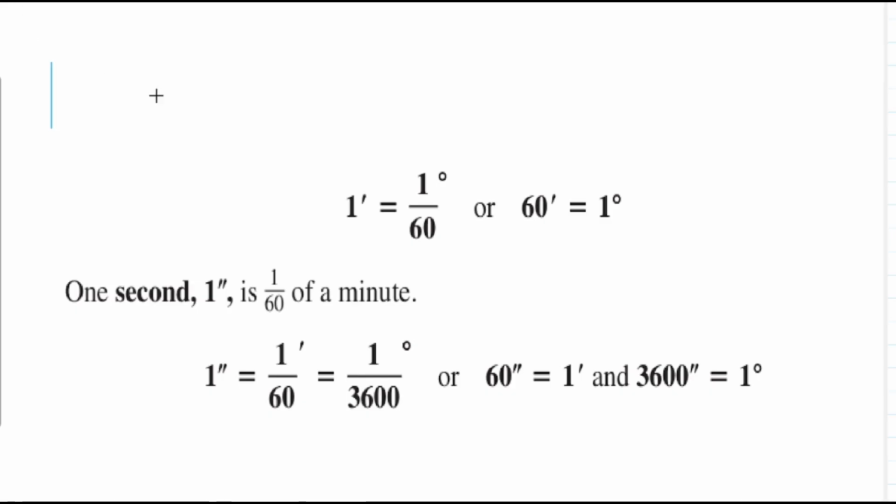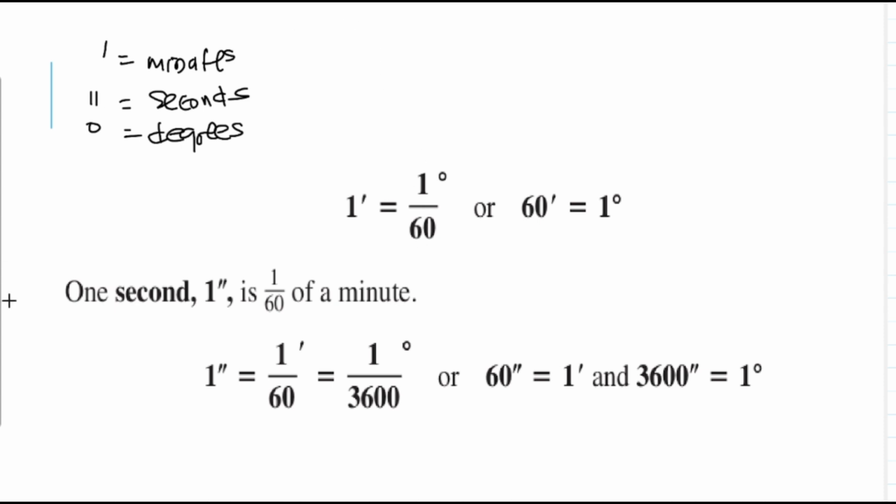Quick one, let's look at degrees. So this is the symbol for minutes, okay? And this symbol is used for seconds, okay? And of course, you know that this is degree. So degrees. All right. So 1 minute equals 1 over 60 degree.